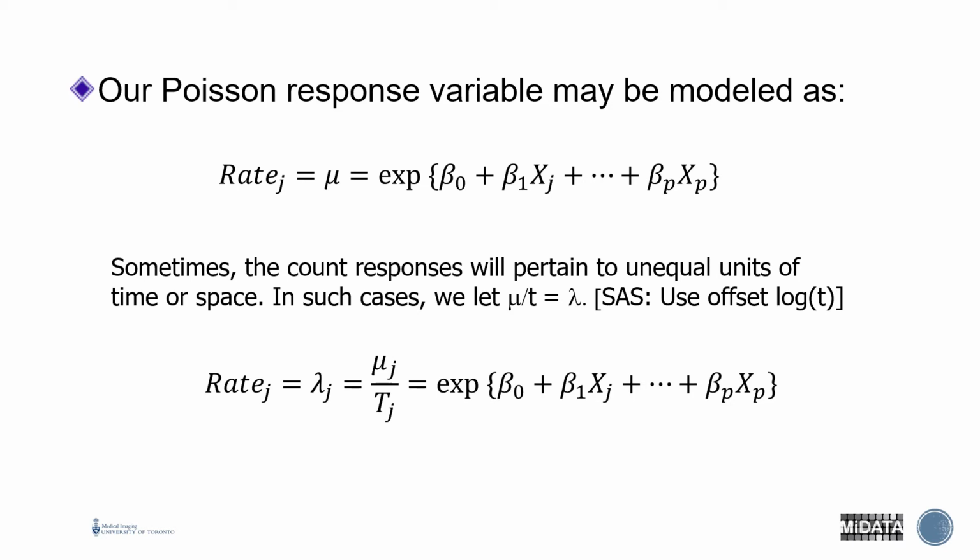Now, sometimes the count responses will pertain to unequal units of time or space, and unfortunately this happens quite frequently. In such a case, we can't use just mu, because we have to adjust for the various different time units. So we divide by t, the time within your unit, and that's when we get lambda, your rate. Now, in SAS, in the coding, you would use the offset option of log of t, your time t. And so your Poisson regression equation will look like the one on the bottom of this slide, where you are now using the rate adjusted for the unequal units of time or space.